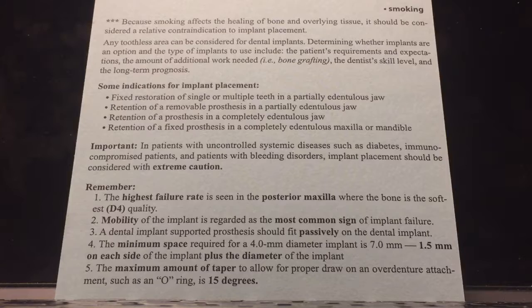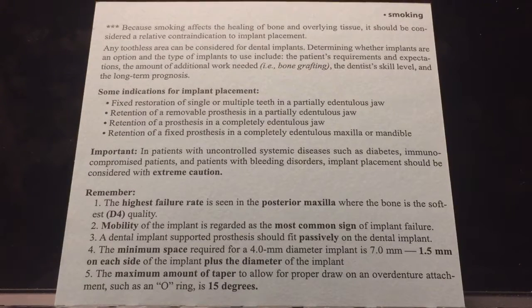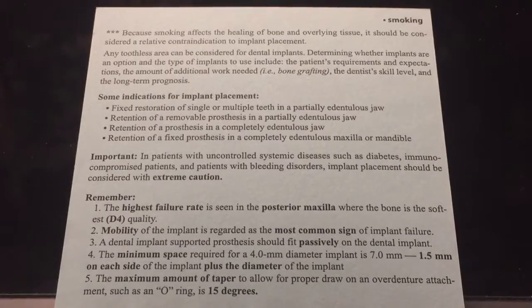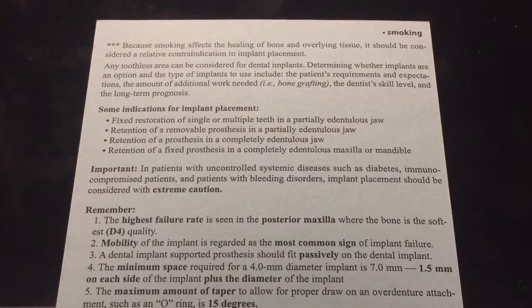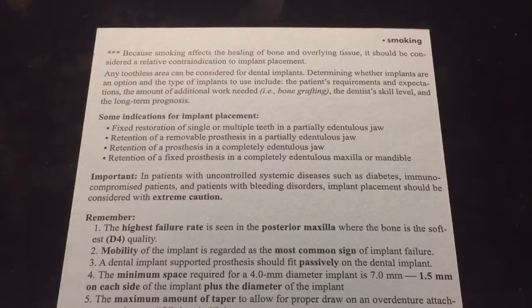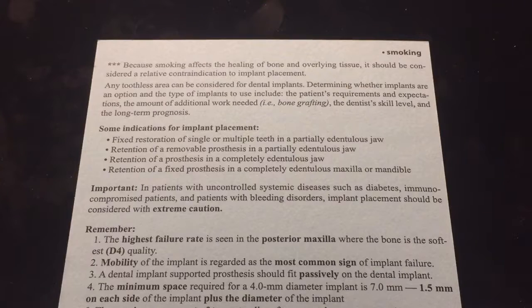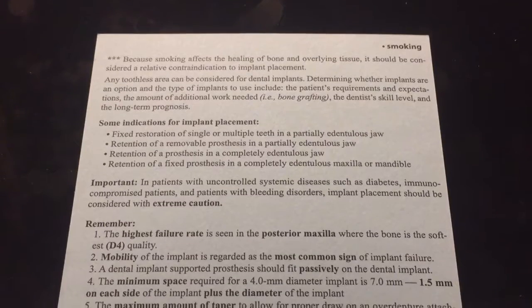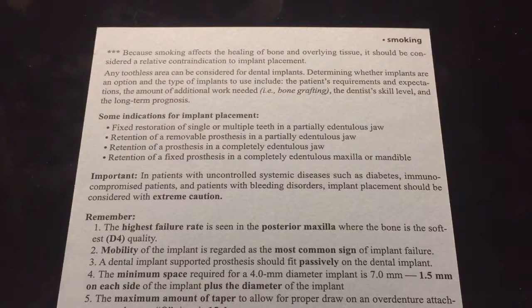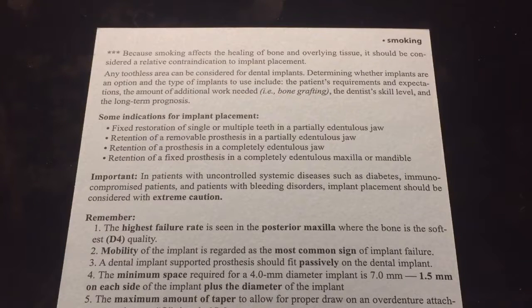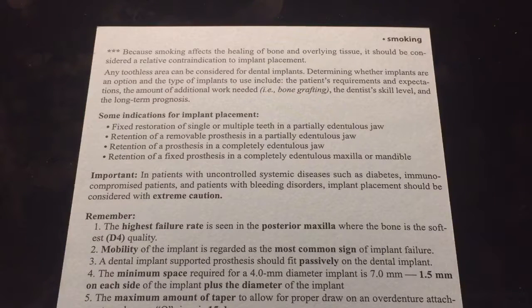Important. In patients with uncontrolled systemic diseases, such as diabetes, immunocompromised patients, and patients with bleeding disorders, implant placement should be considered with extreme caution. Remember, the highest failure rate is seen in the posterior maxilla, where the bone is softer. It is the softest quality, which is D4. Mobility of the implant is regarded as the most common sign of implant failure.